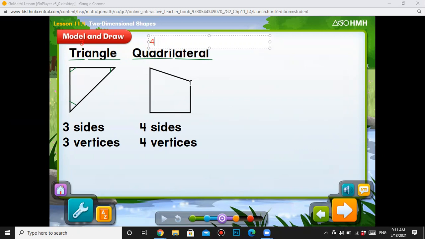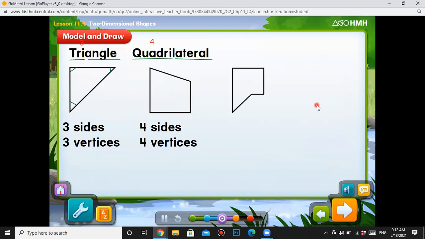It has 4 sides and four vertices. Any shape that has 4 sides and 4 vertices, you can call a quadrilateral. For example, a rectangle is a quadrilateral, a square is a quadrilateral. Let's continue. Any 4-sided shape is called a quadrilateral. All quadrilaterals have 4 sides and 4 vertices. Rectangles and squares are special quadrilaterals.